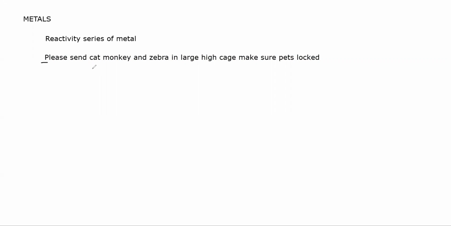P means potassium, S means sodium, C means calcium, magnesium, aluminium, zinc, iron, lead, hydrogen. But hydrogen is not a metal, but it is important to know the position of hydrogen.